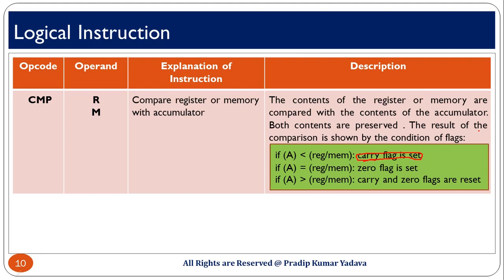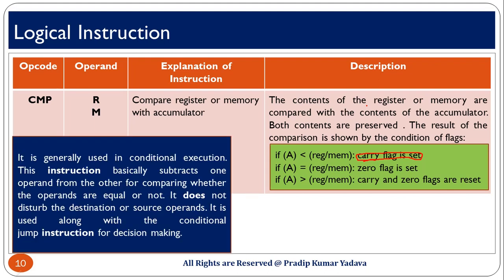In the third case, if no carry flag and no zero flag is set, the content of the accumulator is greater than the register. It is generally used in conditional execution. This instruction subtracts one operand from the other for comparing whether the operands are equal or not. It does not disturb the destination or source operand. It is used along with conditional jump instructions for decision making.